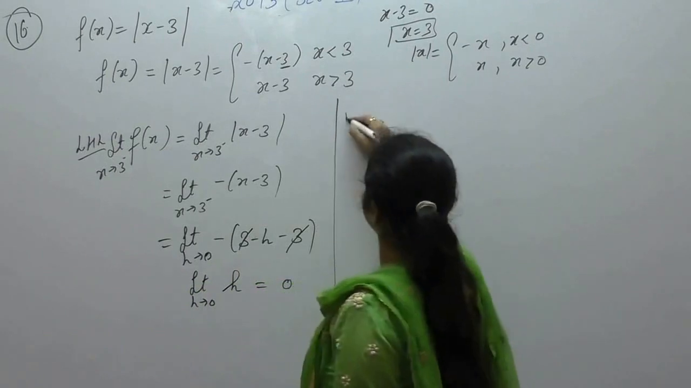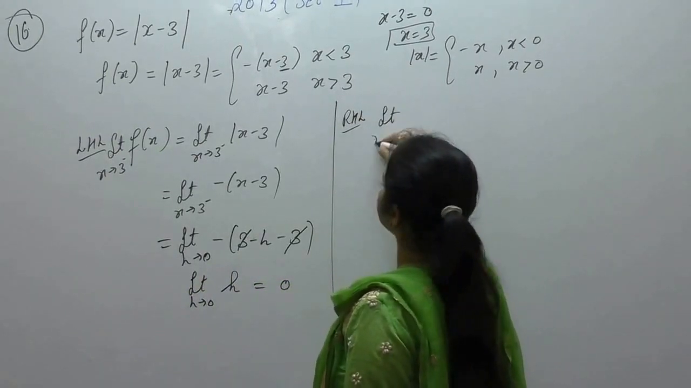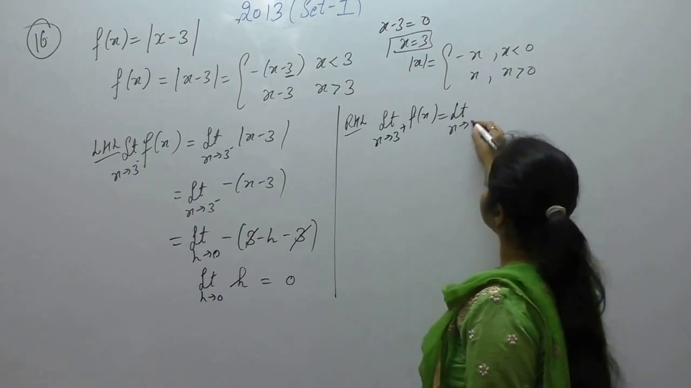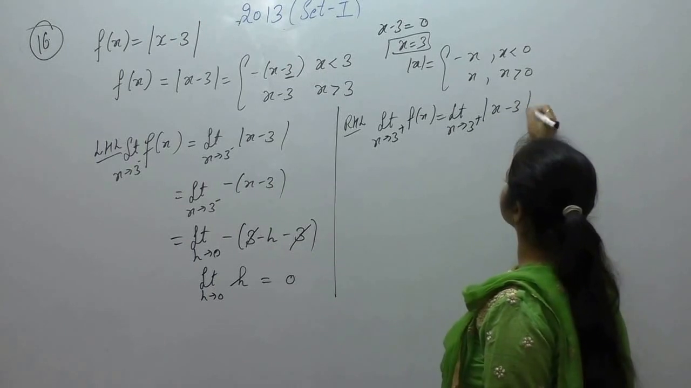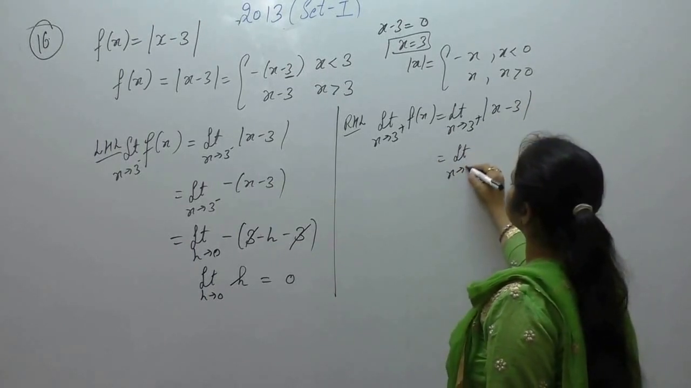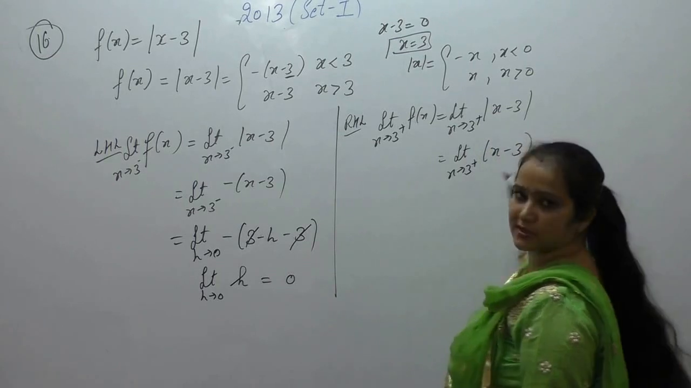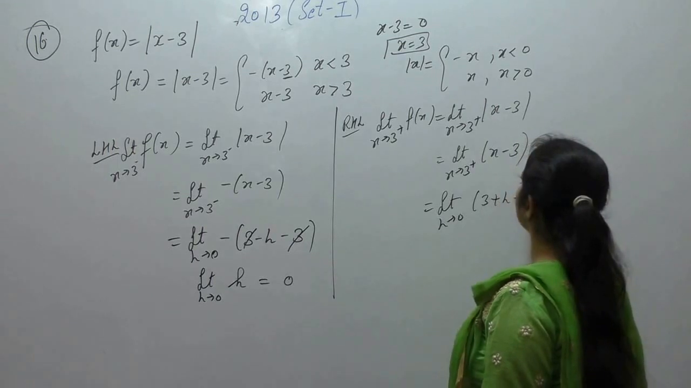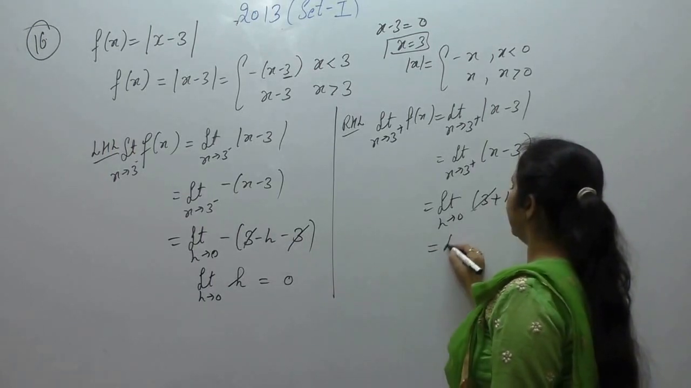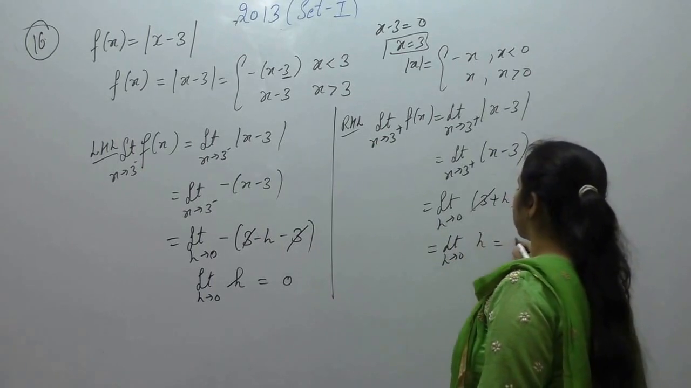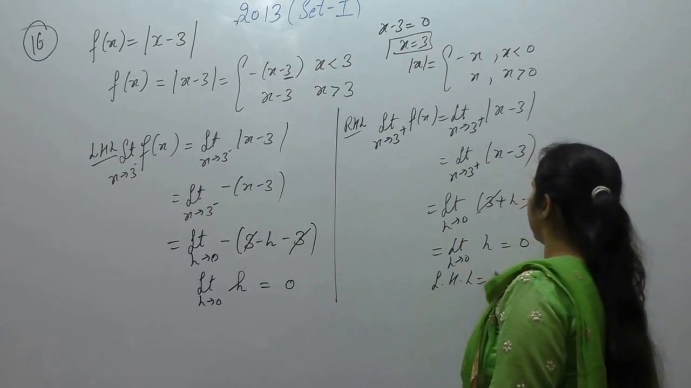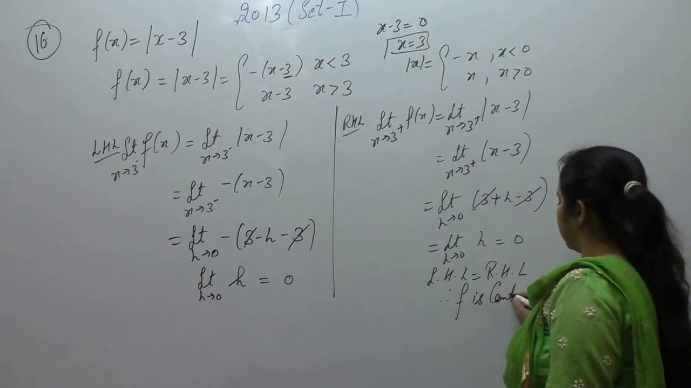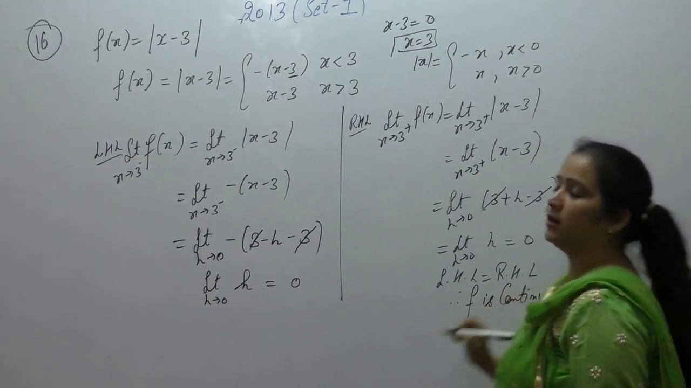Now for the right hand limit, limit x tends to 3 positive f of x. That is, limit x tends to 3 positive modulus of x minus 3. Limit x tends to 3 positive, here this is positive. Now put limit h tends to 0, x as 3 plus h minus 3. It will get cancelled. Limit h tends to 0, h. Now left hand limit is equals to right hand limit. Therefore the function is continuous.